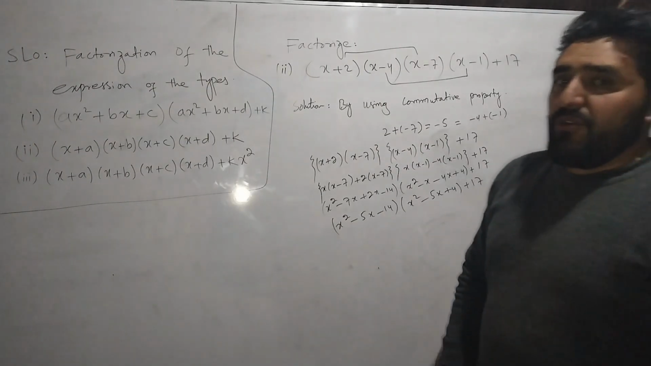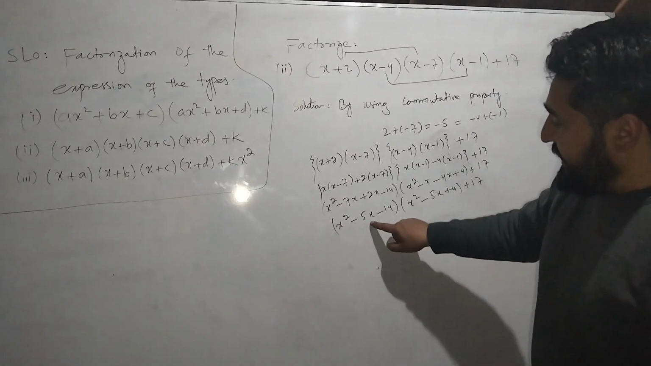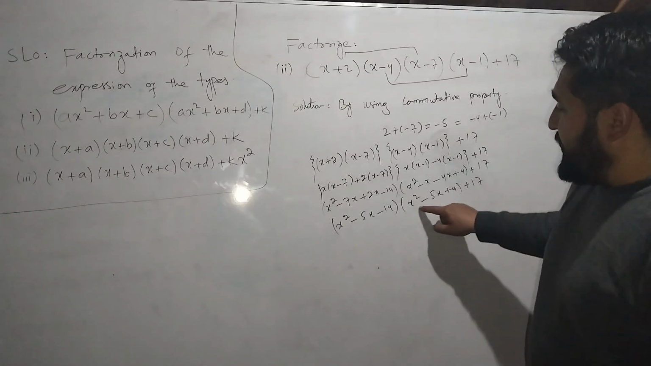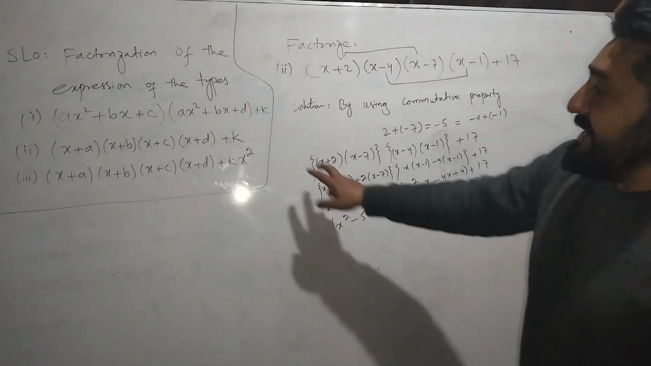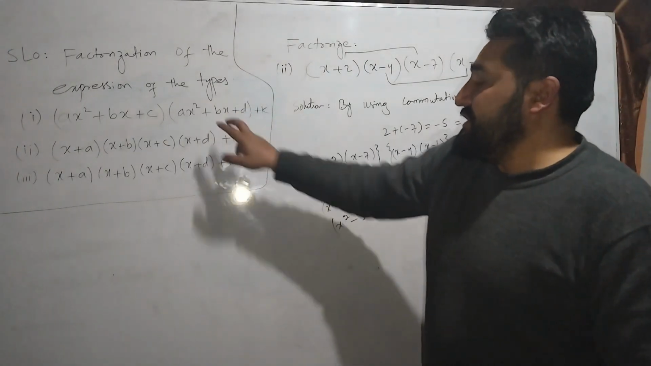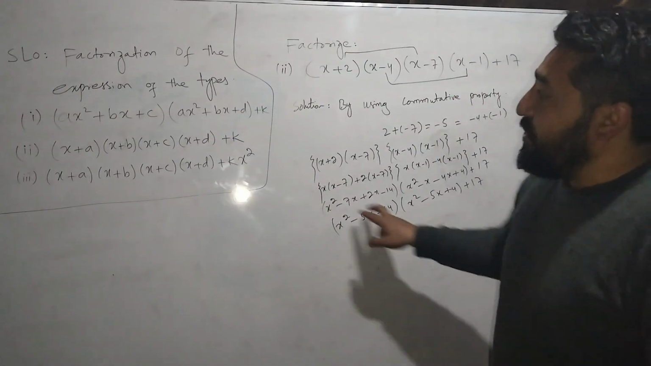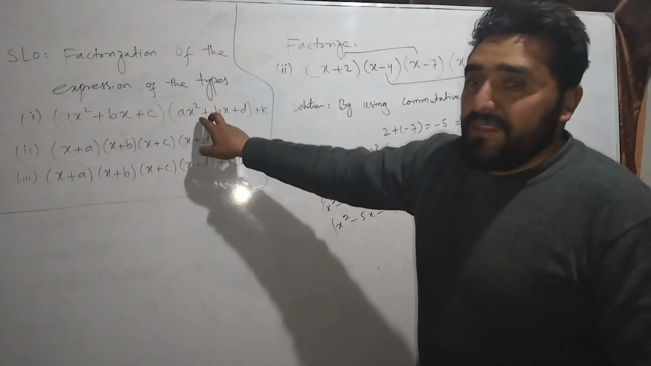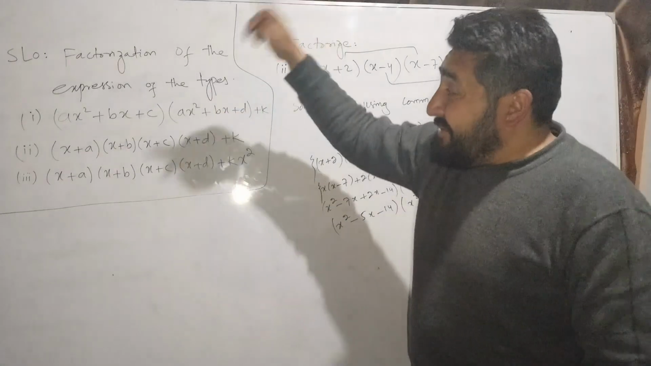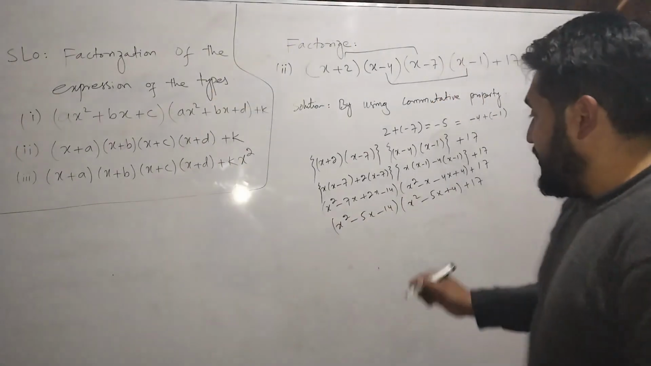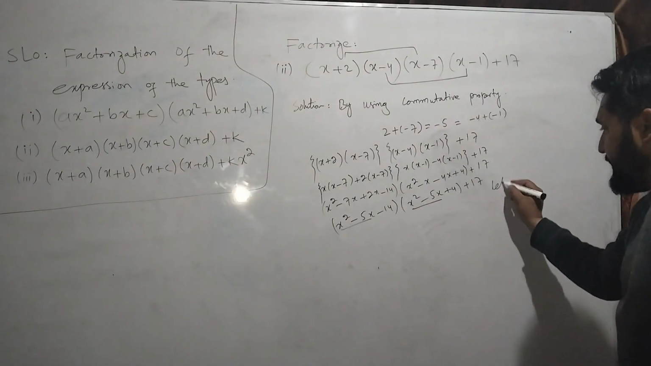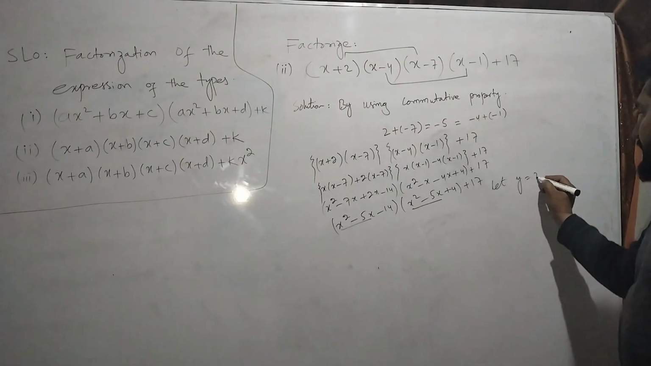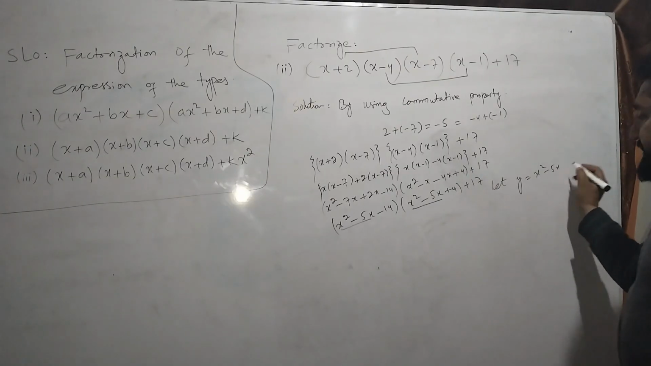ऐसा करने से क्या फायदा होगा? ऐसा करने से ये दो टर्म और ये दो टर्म इक्वल होंगे. अगर इक्वल होंगे तो ये इस जैसी बन जाएगी, now this question belongs to this one. So we use the first type. Okay, these and these two are equal, so let y is equal to x square minus 5x.